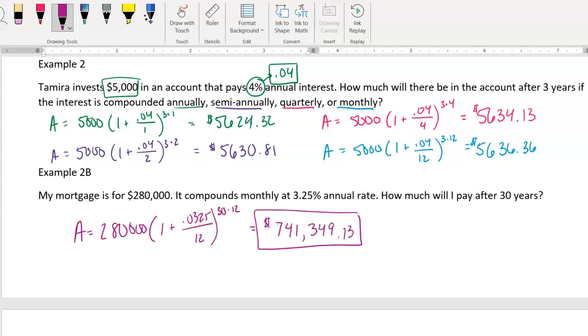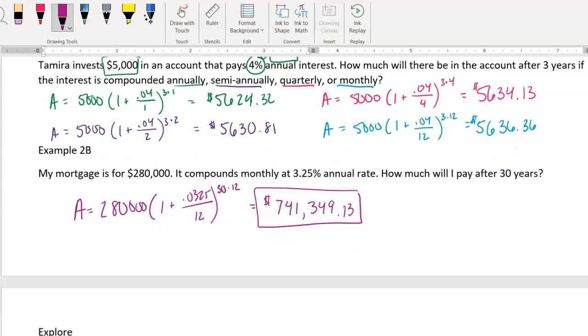Right. So here, when you plug that information in, again, 3.25% as a decimal should be 0.0325. We don't add it to 1 because, again, that's already happening in your formula there in your equation. If it's compounding monthly, n will be 12. Make sure to put 12 as your exponent for n as well. So it'll be 30 times 12 as your exponent. When you type that in your calculator, if you type it in correctly, you get $741,349.13.